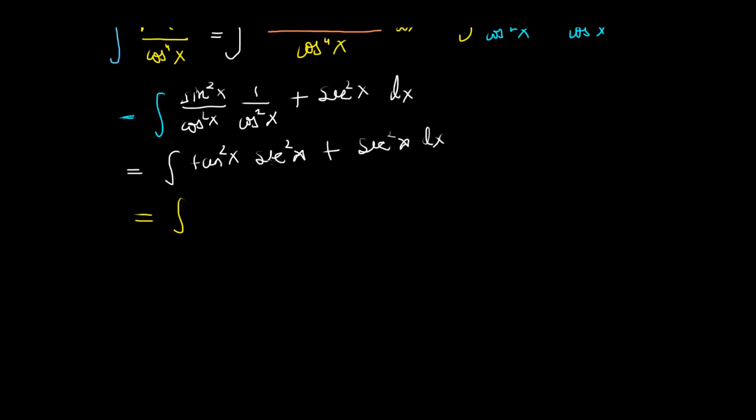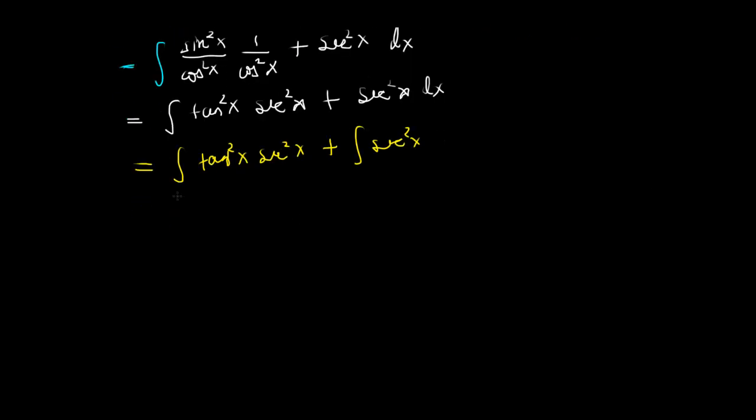Okay, so now let's just substitute for the first integral. I'll just split the integral up. So this is tangent squared of x times the secant squared of x plus the integral of secant squared of x, and I'll forget about the dx just for now. So for the first integral, let's substitute tangent of x as u. So you get that this is the integral of u squared times secant squared of x dx, and now I'll write dx.